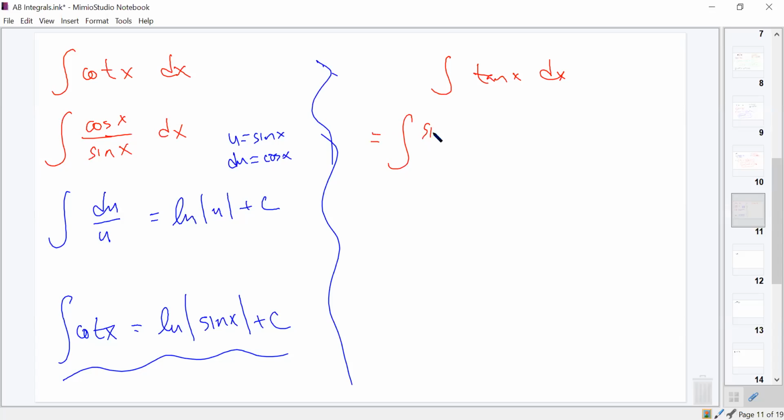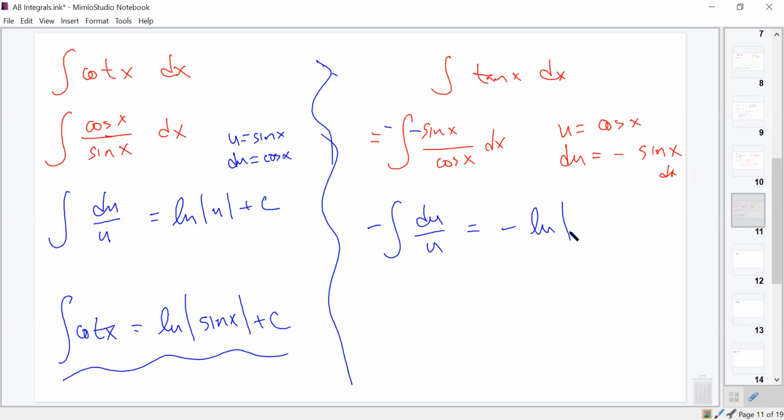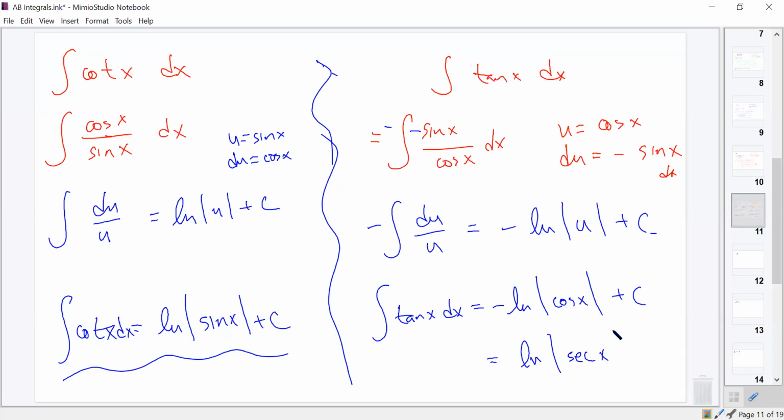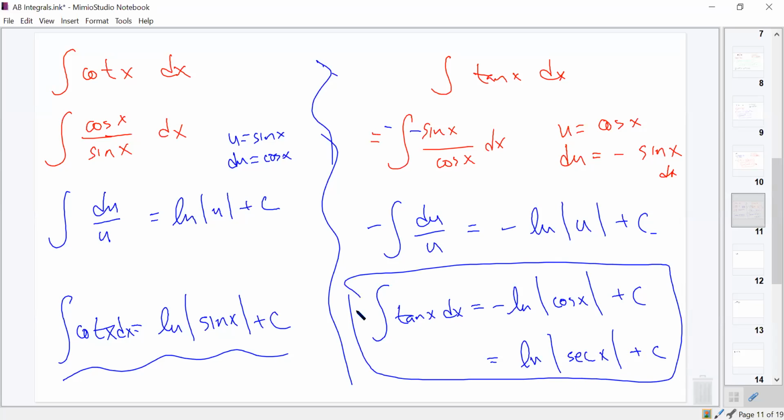We'd rewrite this as the integral of sine x over cosine x. Still substituting out the denominator, but this time it gives us a negative sine x dx, so we'd have to put in a negative and a negative, giving us the opposite of the integral of du over u, which is the opposite of the natural log of the absolute value of u plus a constant. And so we would say that the integral of tangent x dx is equal to negative natural log absolute value cosine x plus a constant, which is sometimes written as natural log absolute value secant x plus a constant. So if you want to memorize those, that might be helpful. They're not on your sheet, but they do show up often enough that it might be nice to not have to write out the u sub every time.